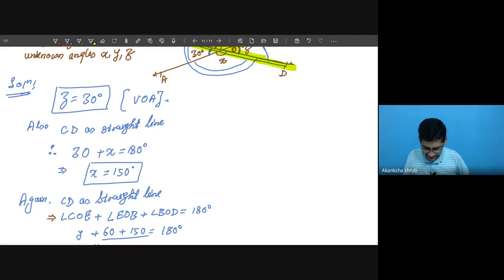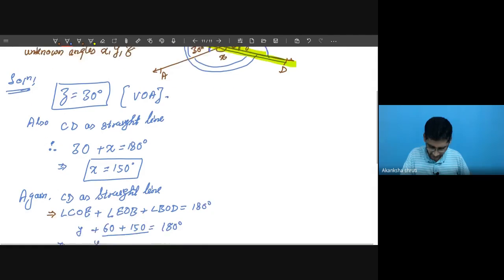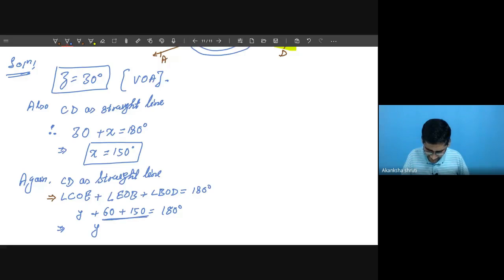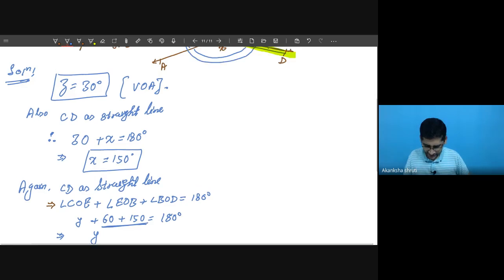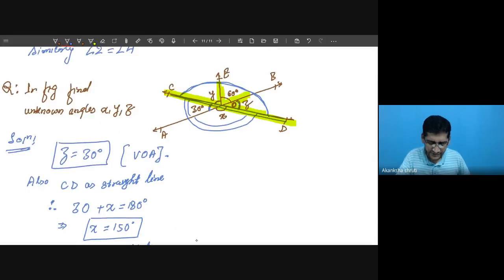Let us take this as 20 degrees only, because adding these two, it will give you 210 degrees. Then 180 minus 210 will become minus 30 degrees, which is not possible. So whatever this 60 degree angle that we have taken, it's too long.